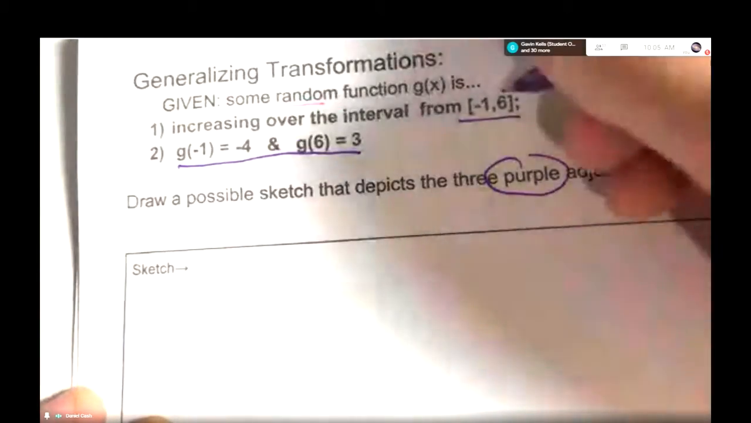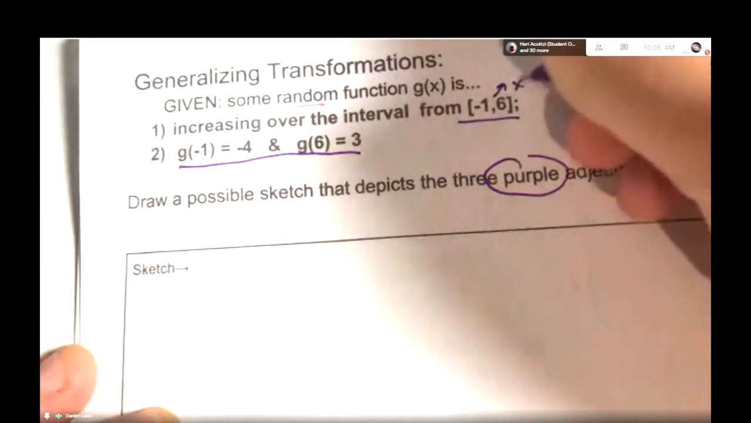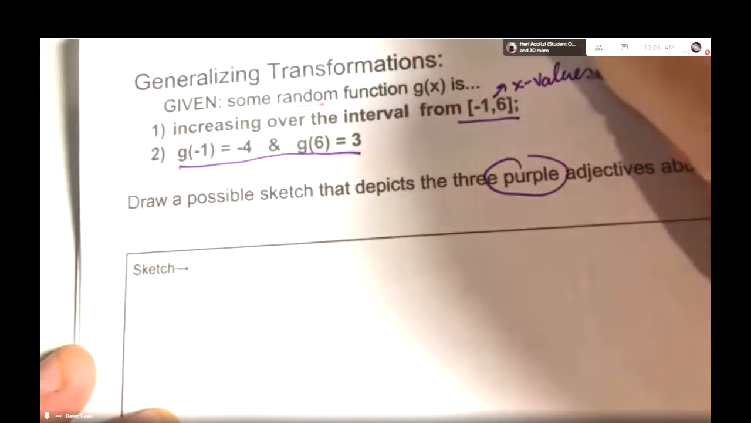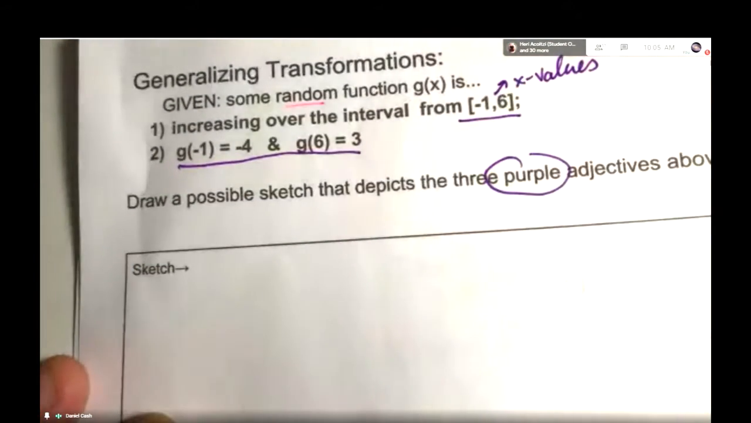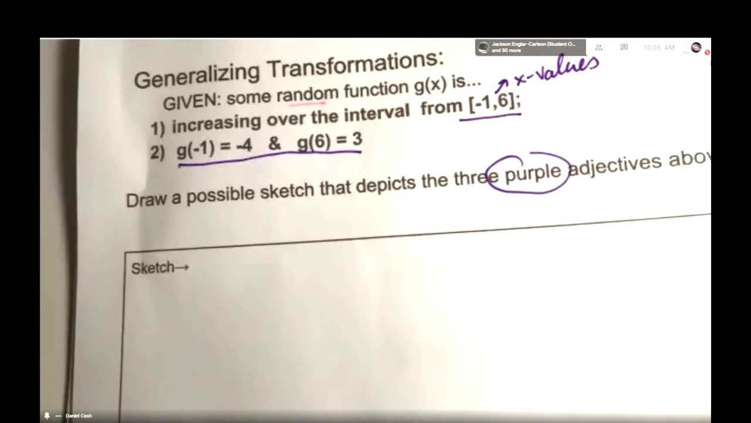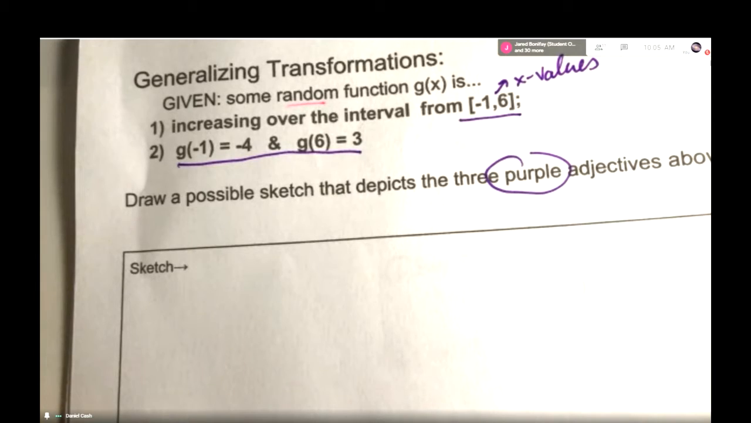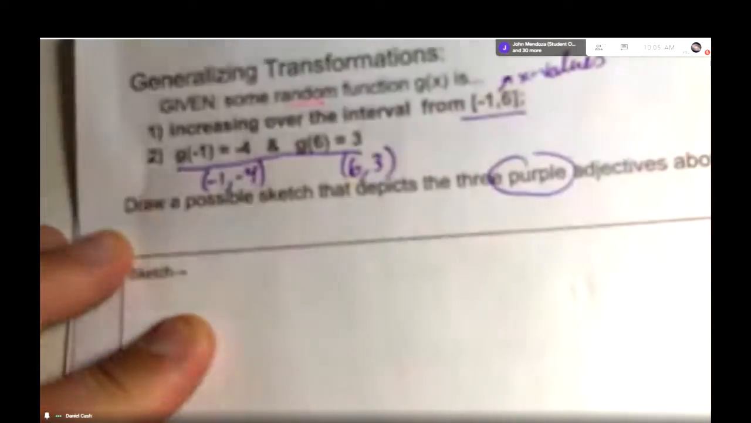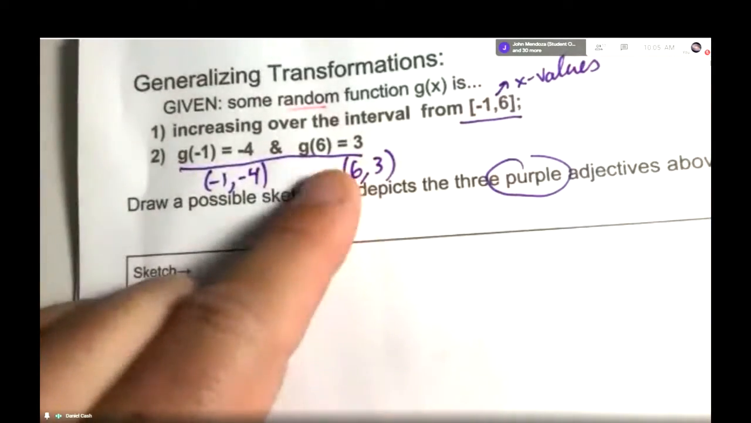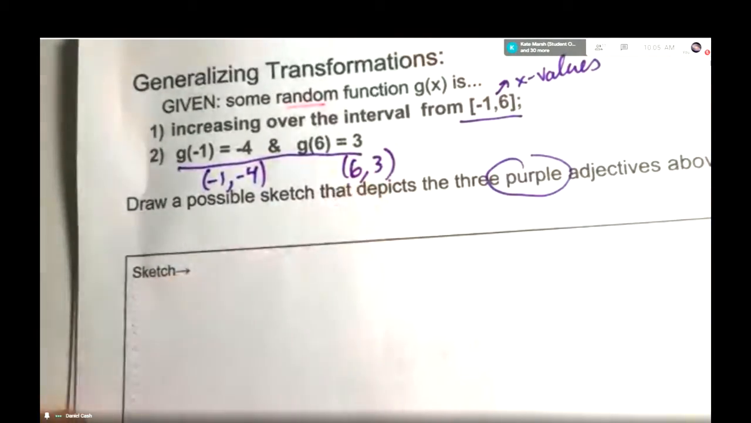Now remember, whenever you're given interval notation, these are x values. So on the x-axis between -1 and 6, the function is going uphill, okay? And this right here is just an ordered pair of -1, -4, and this is an ordered pair at 6, 3, okay? So this is in function notation. This is an ordered pair.